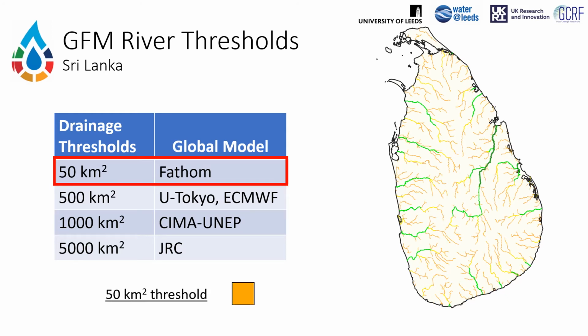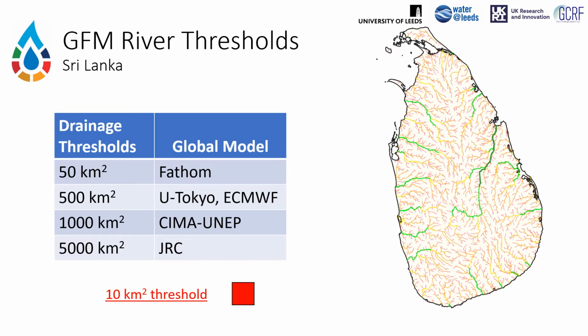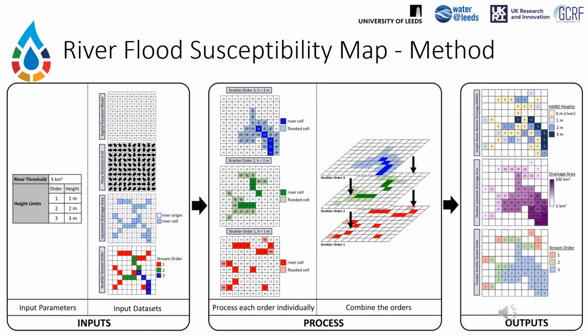Currently, the most representative flood model models flooding on rivers with an upstream drainage area of 50 kilometers squared or greater. It would be interesting to explore what impact improved river representation beyond current global flood model levels would have. Say, to include rivers down to an upstream drainage area of 10 kilometers squared. So I'm not going to dive into the methodology in this talk, but I'll leave this slide in for those of you who want to have a closer look.